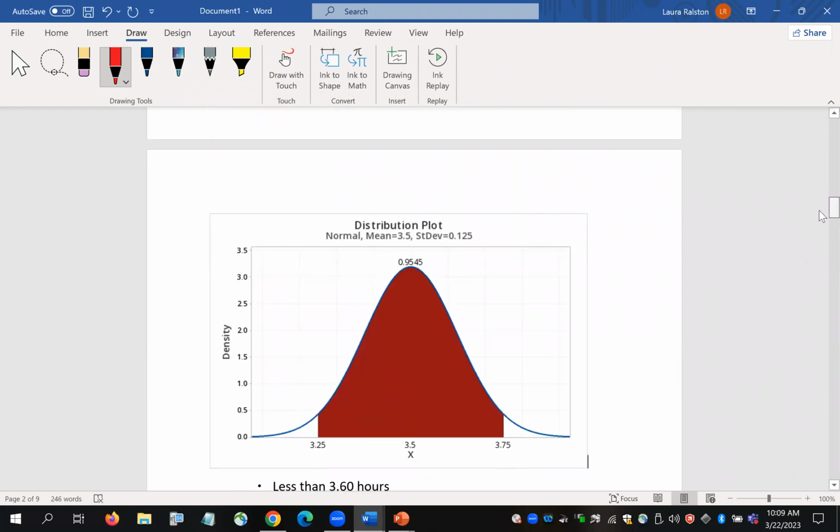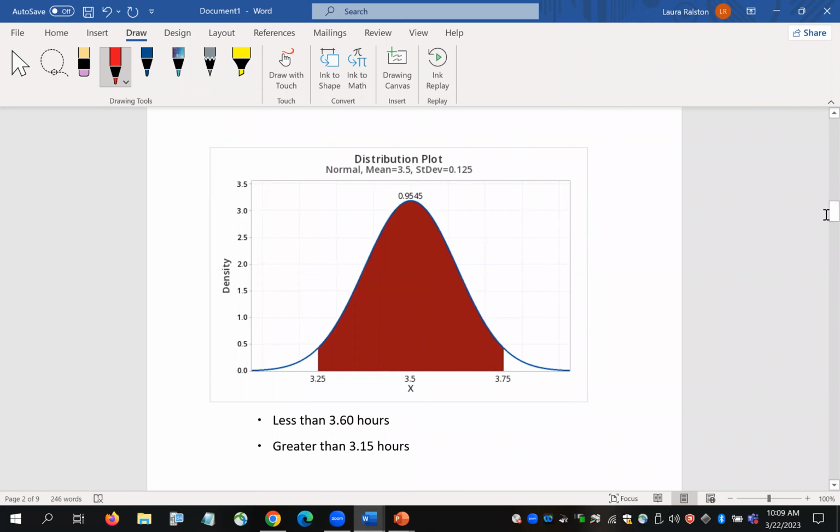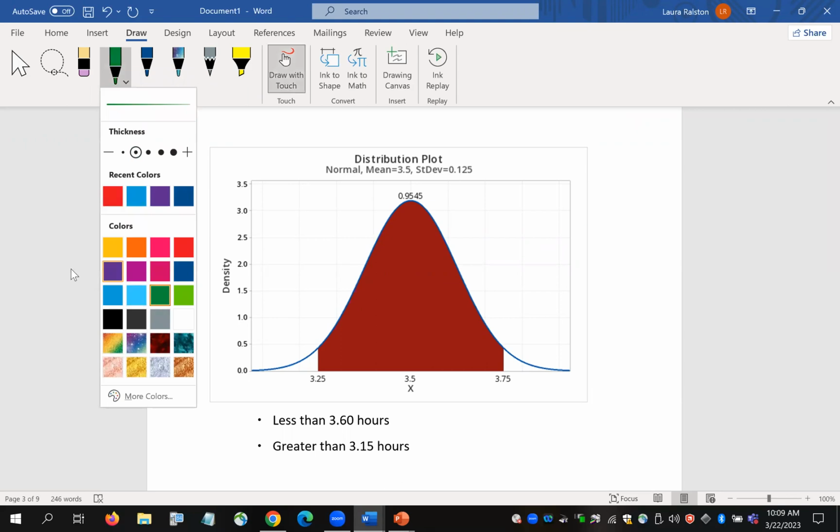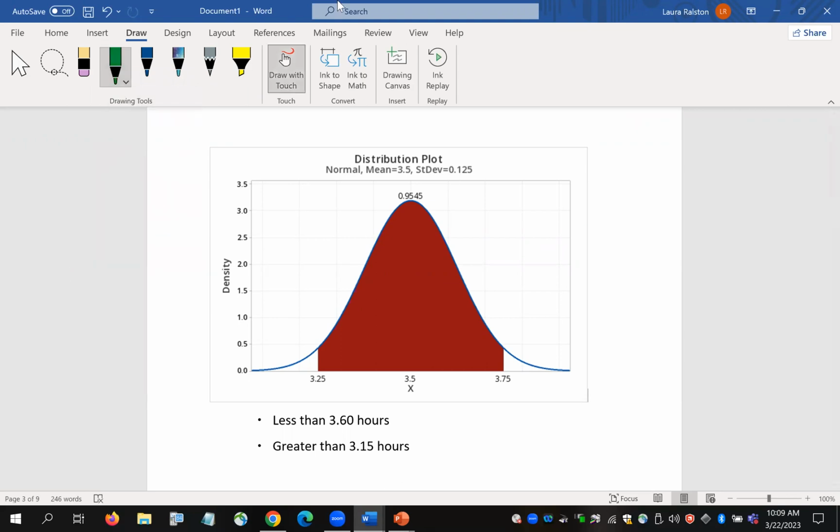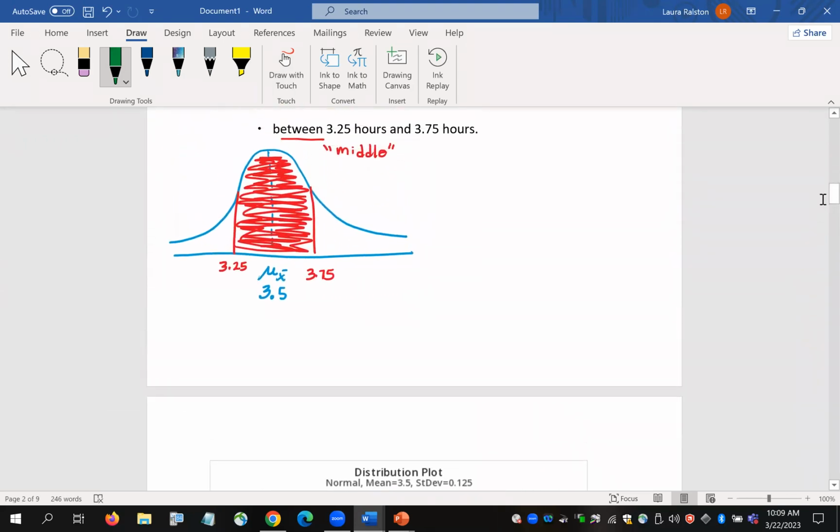Okay. So here's your picture. Again, what you're looking for is this number that's hanging out in space above this red shaded region. Is 0.9545. So this red shaded region is 0.9545. And again, D2L likes that leading zero, so you should put 0.9545.